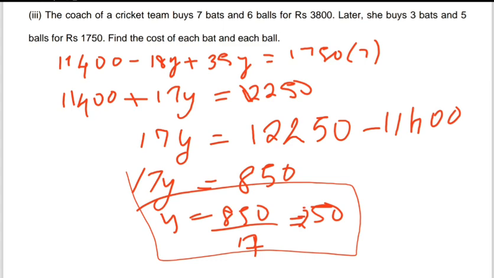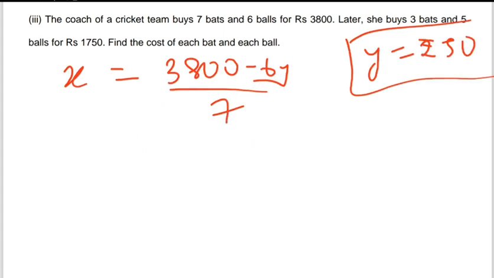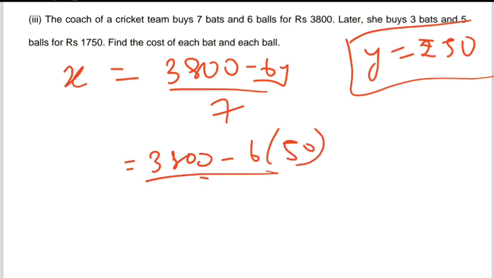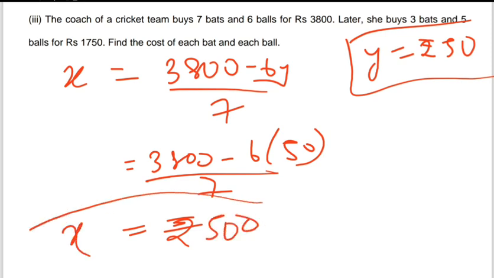So cost of each ball you found is rupees 50. So cost of each bat, that is x, is equal to (3,800 minus 6 into 50) by 7. If you simplify this, we will be getting 500. So cost of each bat is rupees 500. Let's go to the fourth one.